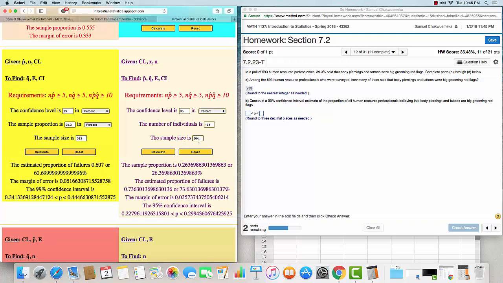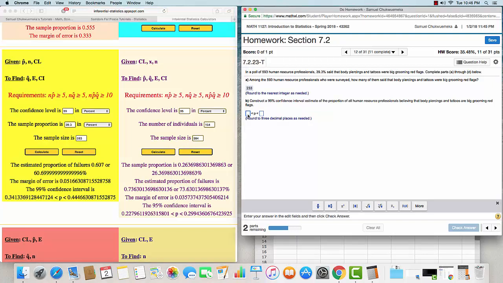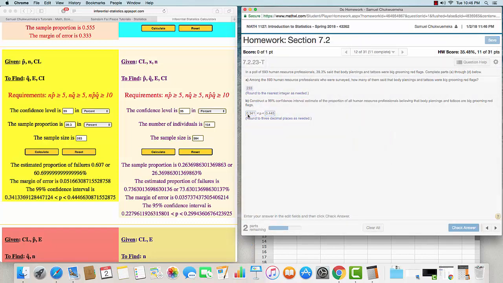Calculate. So the 99% confidence interval to 3 decimal places would be 0.341 as the lower bound and 0.445 as the upper bound. Okay.